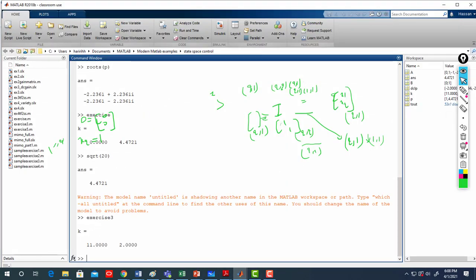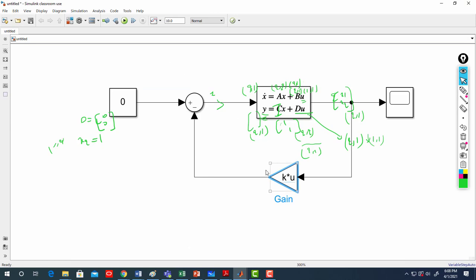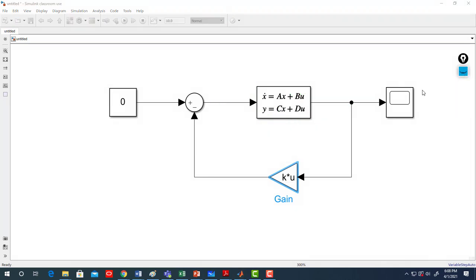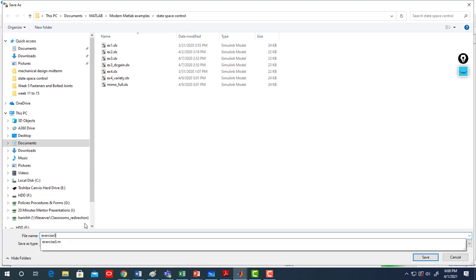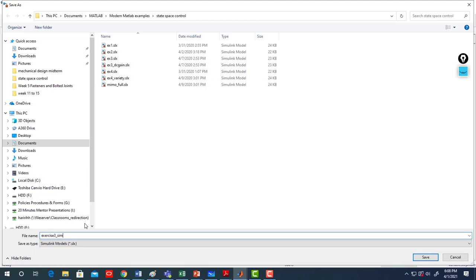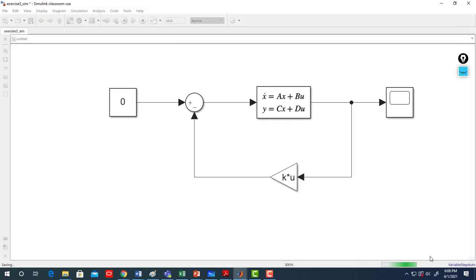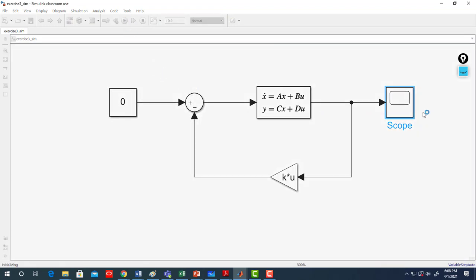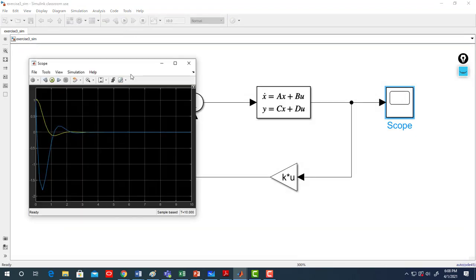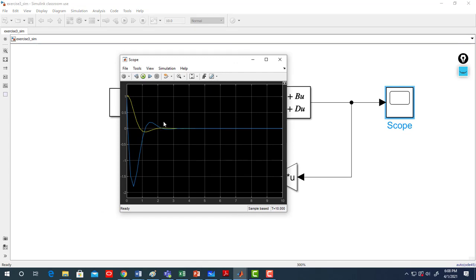Okay, so 11.2 for exercise 3, and that's it, that's all. So now I go and I save it as exercise 3. I'll call it exercise 3 under Simulink. Right. Let's run. And here we go for x1 and x2.